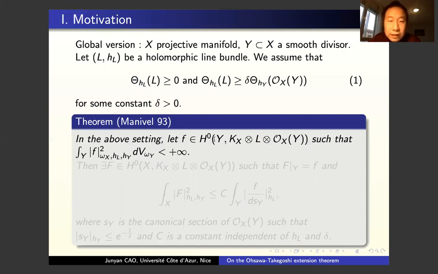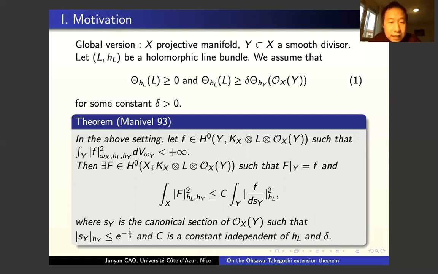For any holomorphic section f over the subvariety such that its L2 norm is bounded. Here I would like to explain a little bit of the notation. Omega_X is a Kähler metric on the total space X, so it induces a metric on the canonical bundle K_X. Therefore, this value is a positive function, and so this integral is well defined. We suppose that its L2 norm is bounded. Then in this case, we can always find an extension of f such that its L2 norm is controlled by this L2 norm.